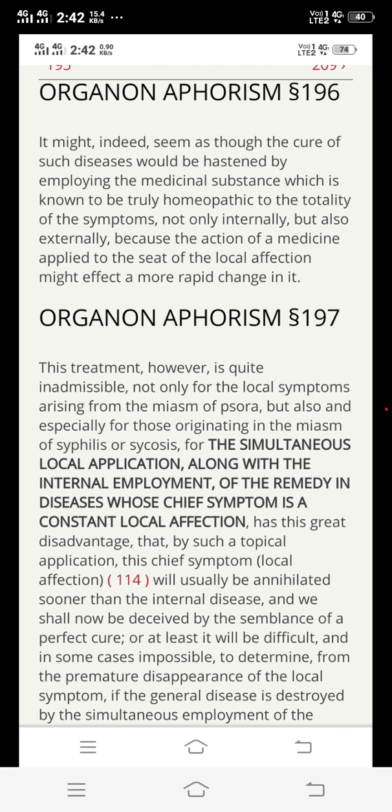So first I will read the aphorism number 196. It might indeed seem as though the cure of such diseases would be hastened by employing the medicinal substance which is known to be truly homeopathic to the totality of the symptoms, not only internally but also externally, because the action of a medicine applied to the seat of a local affection might effect a more rapid change in it.